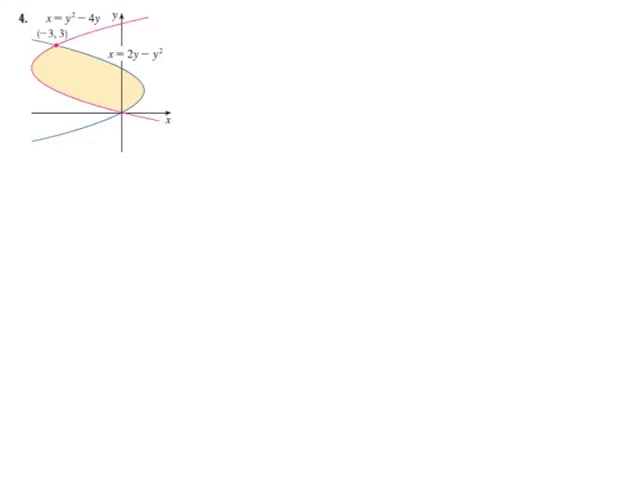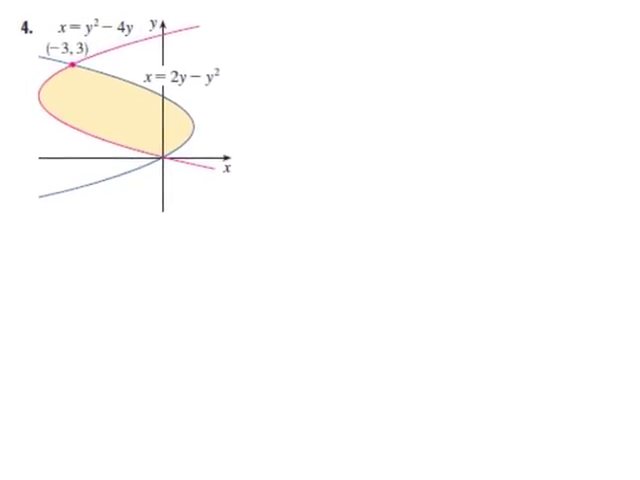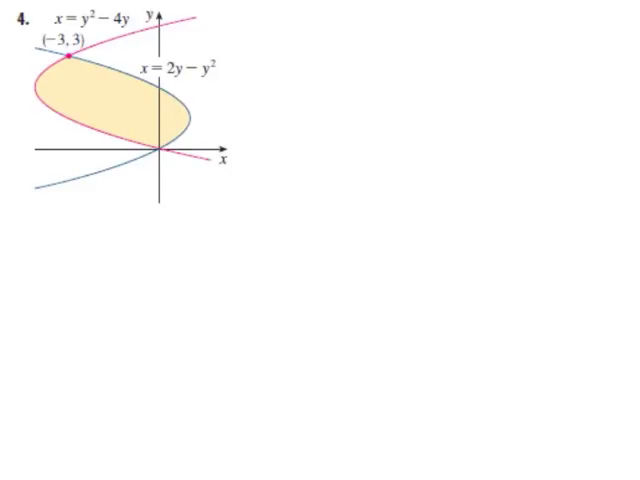What you should do now is try this problem. Let me make it a little bit bigger. Try this problem on your own. Let me try to use the same colors as they have. X equals y squared minus 4y is this function, because a positive y squared opens to the right. So that's x equals y squared minus 4y. And then we have x equals 2y minus y squared.